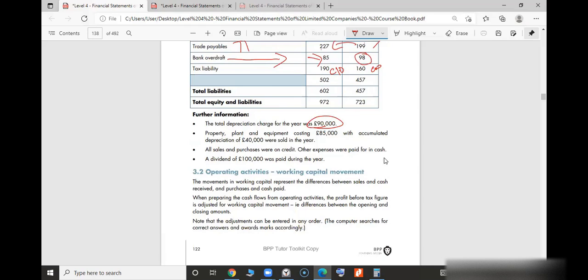Have a look here, this one. Many students struggle here, I have seen in the past. Property, plant and equipment costing 85, with accumulated depreciation 40, was sold during the period. Tell me how much is the net book value of your asset, or what is the carrying amount? Property, plant and equipment, it was a cost 85, accumulated depreciation 40,000. What is the net book value? Net book value, definitely 45,000. Thank you very much.